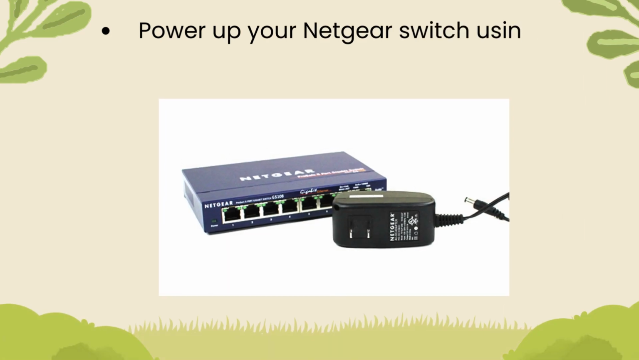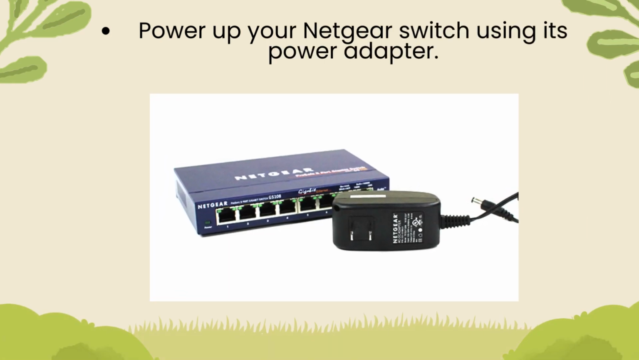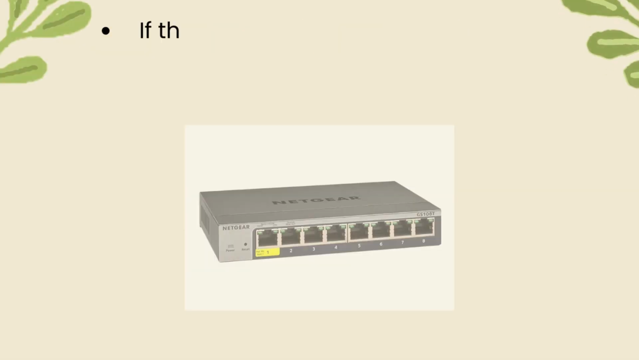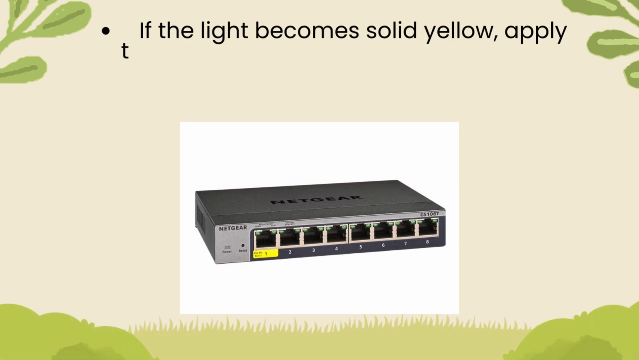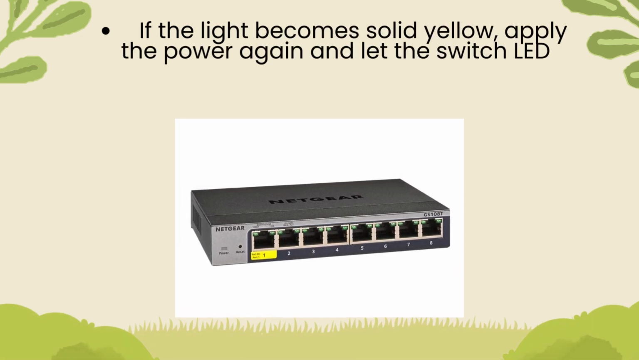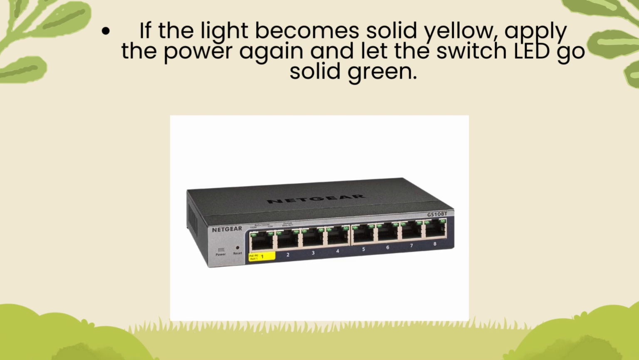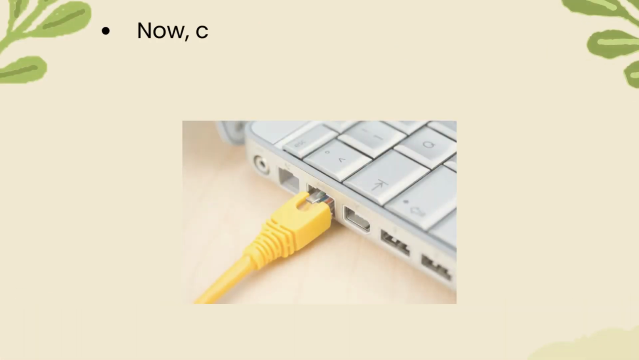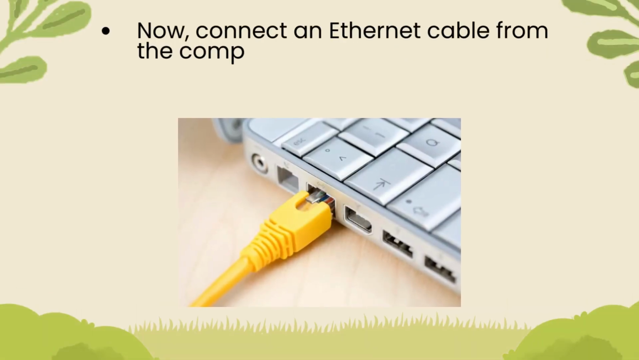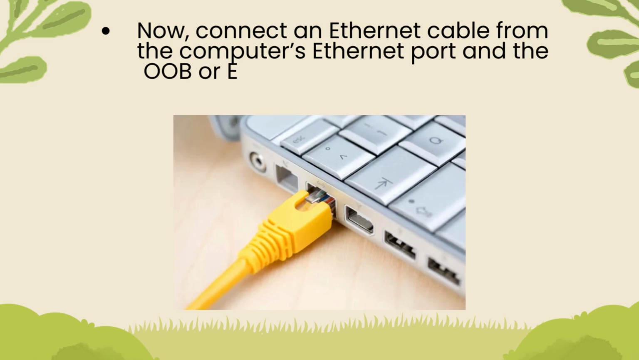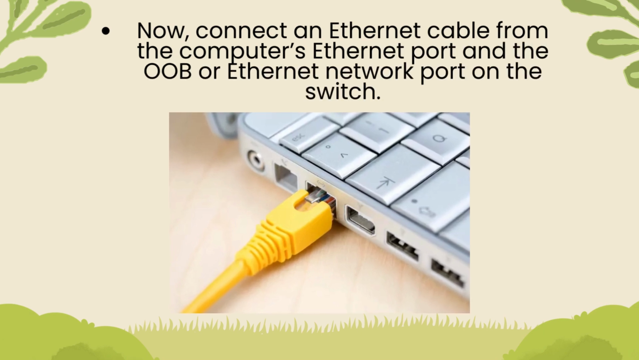Power up your Netgear switch using its power adapter. If the light becomes solid yellow, apply the power again and let the switch LED go solid green. Now, connect an Ethernet cable from the computer's Ethernet port and the OOB or Ethernet network port on the switch.